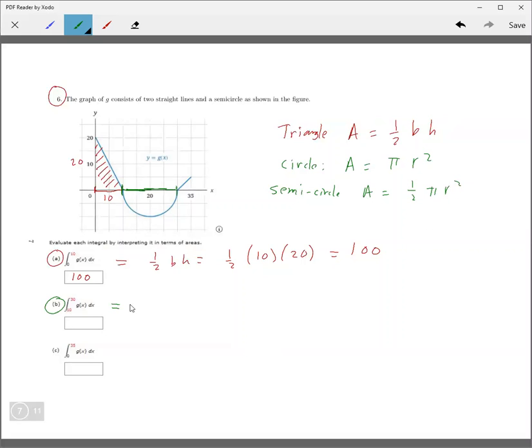Okay, and this is under the axis, so it's going to be negative 1/2 pi r squared. And r is 10, because from here to here is 10. From the center to there is also 10, and the center to there is also 10. So the radius is 10. That's going to be negative 50 pi.